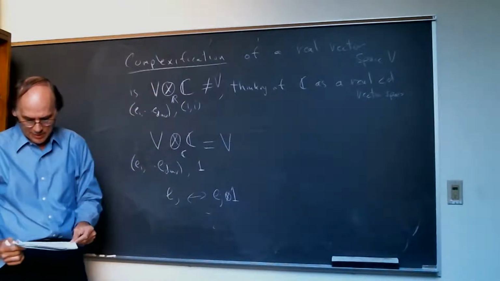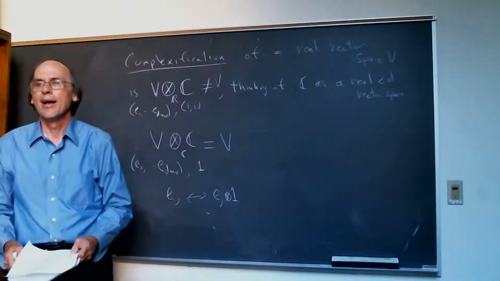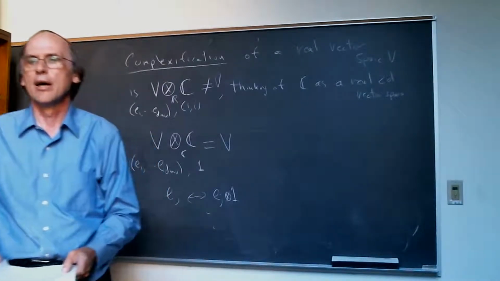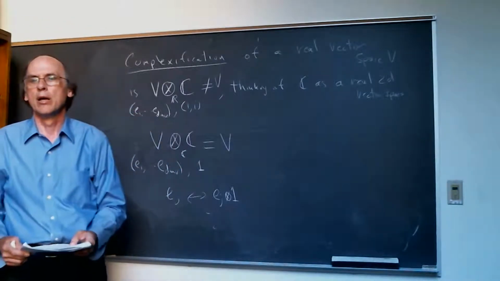Okay. So these are, yeah. Yeah, what? Oh, a follow-up is that, can we interpret V as a complex vector space and then tensor product with C as a real vector space?